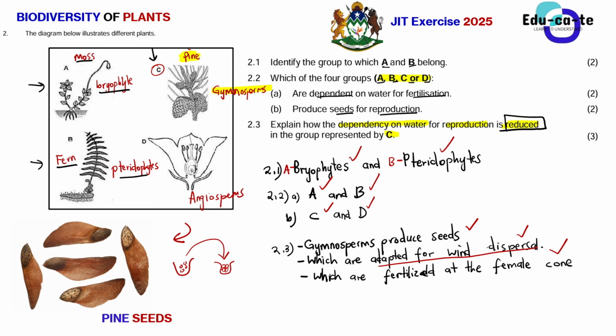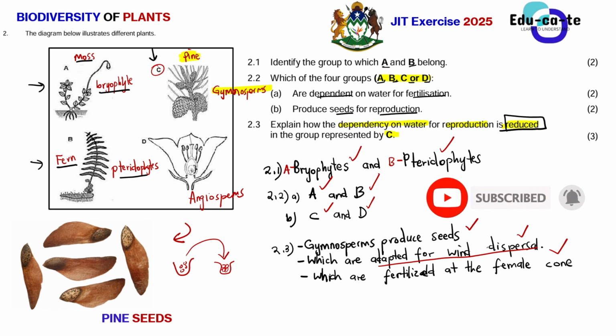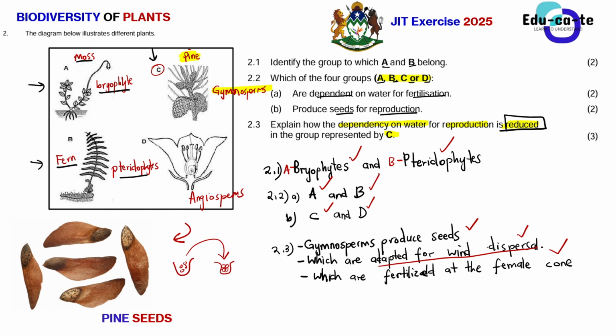Yes. Once fertilization takes place, it means those seeds are ready to germinate if you put them under the soil. Those seeds are ready to grow into plants. You don't really require water for the fertilization process, because gymnosperms produce seeds adapted for wind dispersal, and those seeds are fertilized at the female cone. That's going to give you a full 3 marks, because we have briefly explained this does not require water, as we can use wind to blow the seeds from the male cone to the female cone.